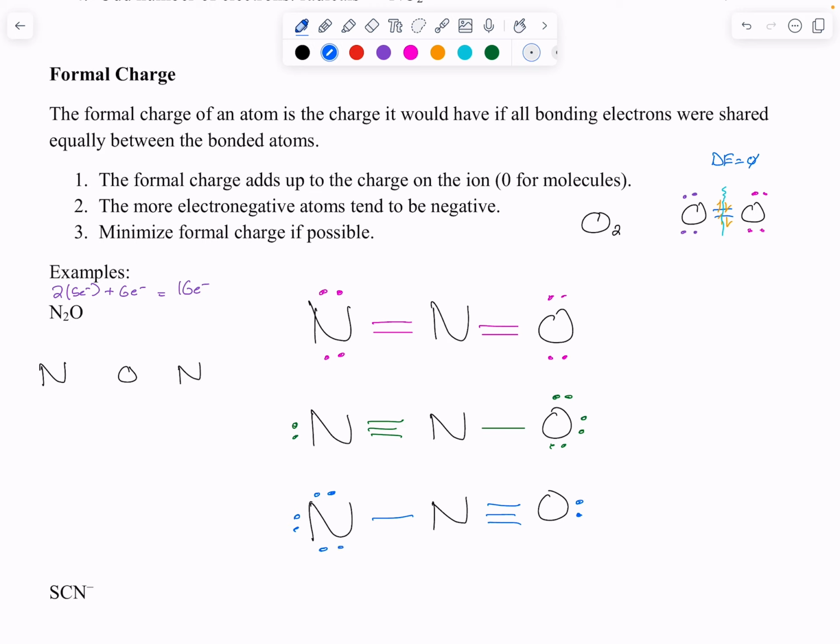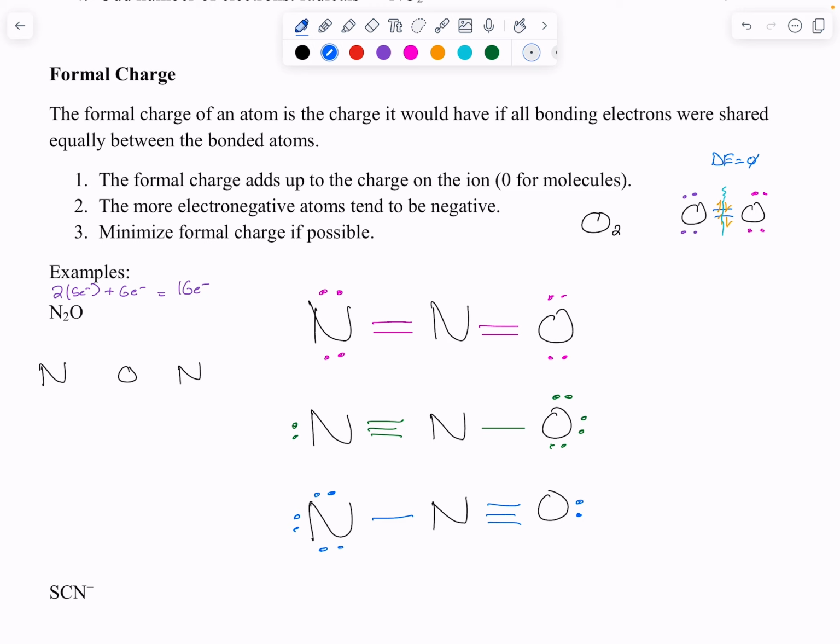So those are all 3, so these are 3 valid Lewis structures. All right. And if you noticed, I'm moving the electrons and not the atoms. Okay? All right. Well, which one's best? Let's talk about formal charge.